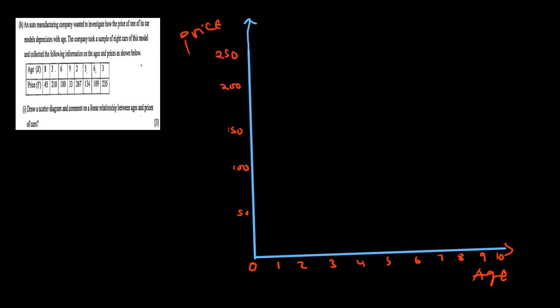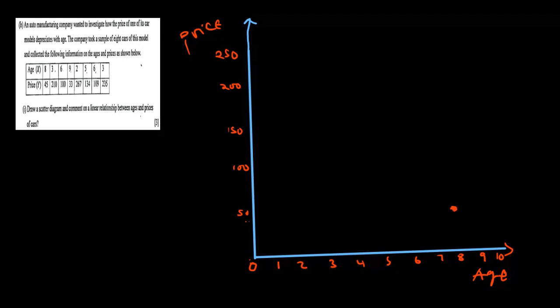Okay, and then after this, now we can start plotting these points. The first one there is 8,45. So I'm going to go on 8 here, and then I plot it against 45. If this is 0 and that is 50, it means the 45 is somewhere there. So I'm going to plot the point there. That will be 8,45.